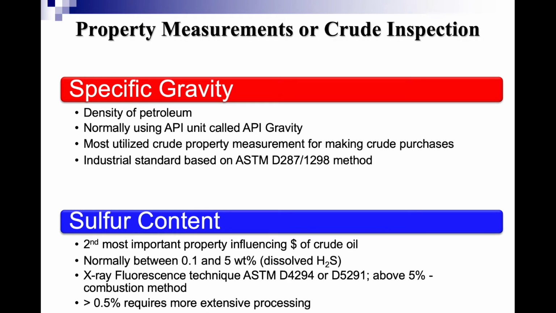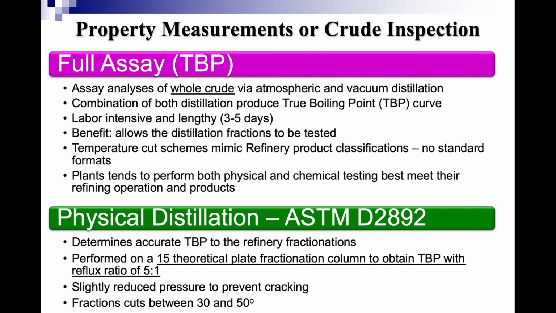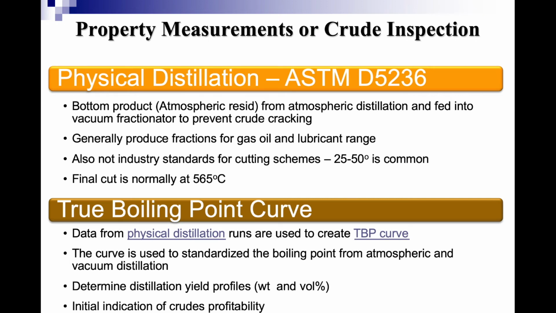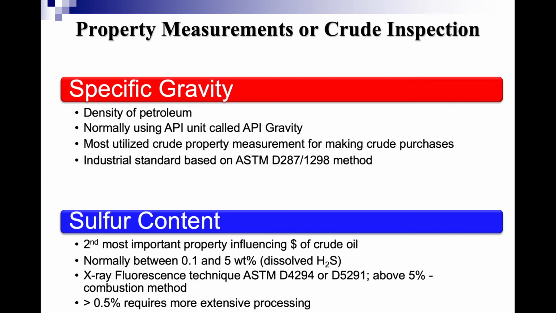Okay, next up we have the property measurement or the crude inspection. Basically we have eight. The first one is the specific gravity, which is the density of petroleum, normally using the API unit called API gravity. This is the most utilized crude property measurement for making crude purchases, which is really important, and it is an industrial standard based on the ASTM D287 and D1298 methods.